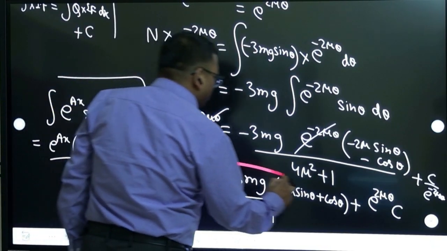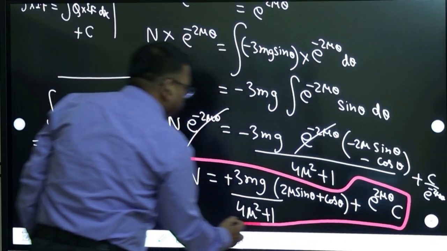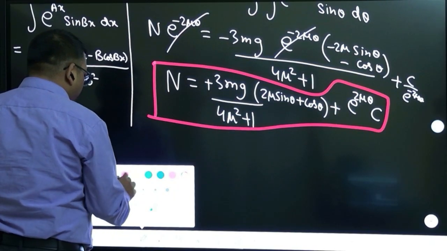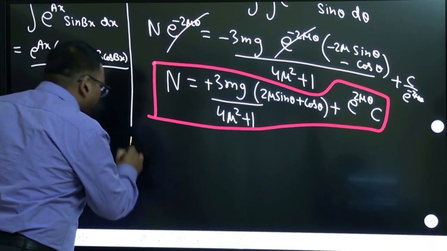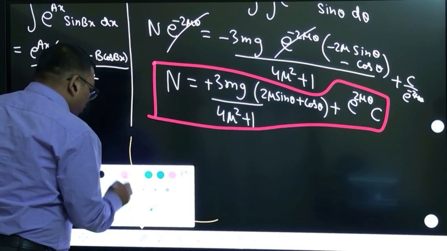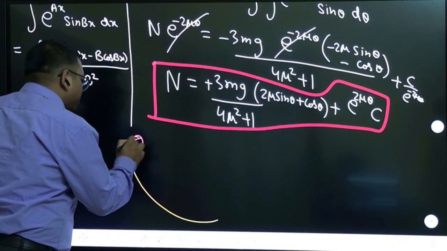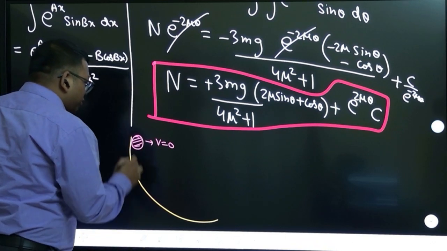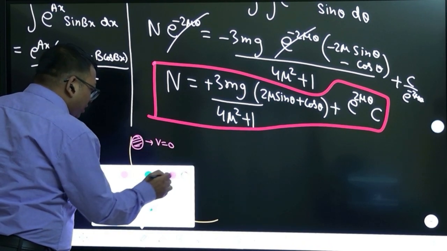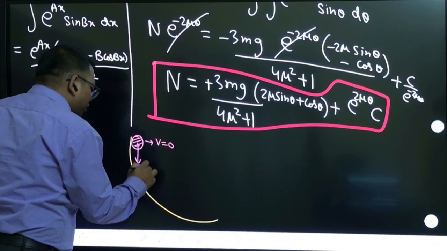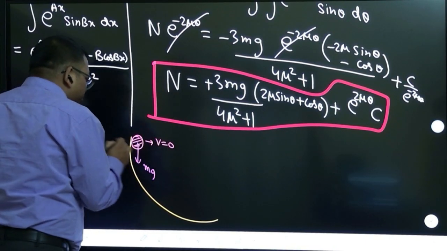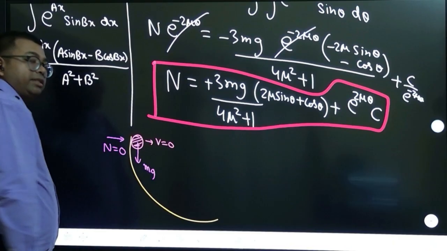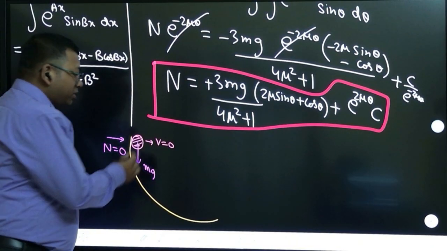Here this constant c needs to be eliminated in the final expression, which can be solved by taking some initial condition. If you see initially, this ball was released and note that initially the speed was 0, and mg was exactly vertical. There was no speed, so there was definitely no normal force. Normal was 0 because there is no centripetal force initially, since it was released.